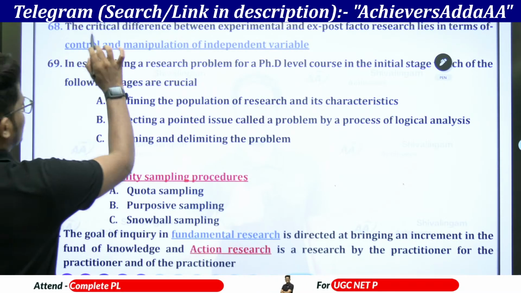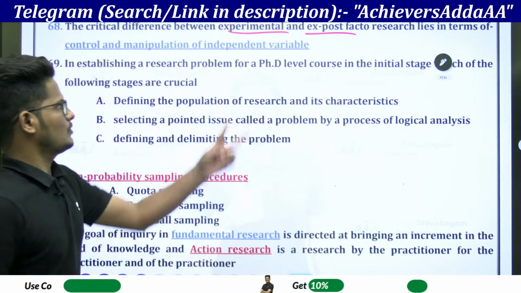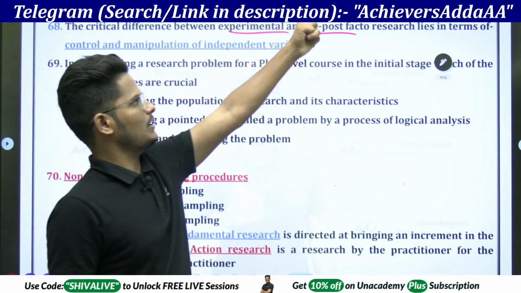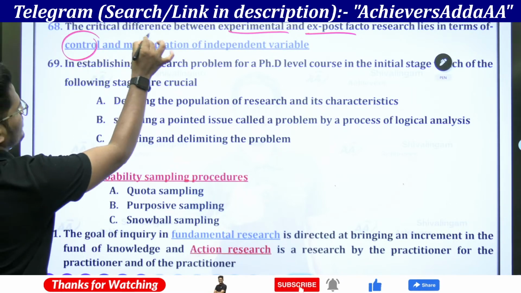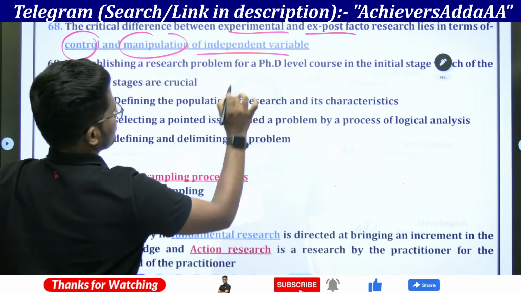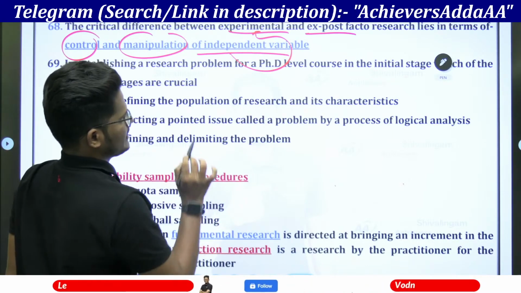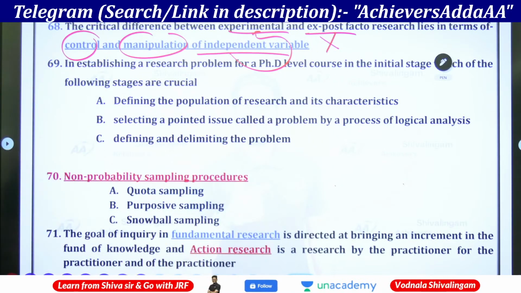So here is the critical difference between the experimental and ex post facto. Two related, but manipulation is possible in the experimental, manipulation not possible in the ex post facto. That is, control and manipulation of an independent variable. Both control and manipulation are there in the experimental. Control and manipulation will not be there in the ex post facto. That is a key difference.